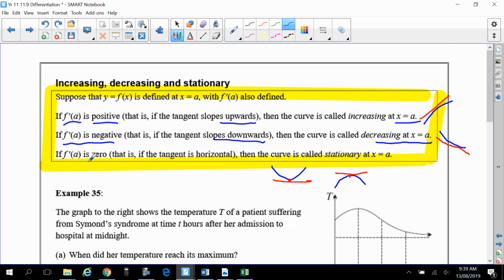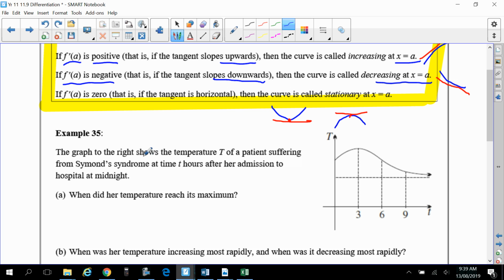Now I'm going to use some of these ideas to do the next question. Example 35. The graph, again, that's straight from the textbook. The graph on the right shows the temperature T of a patient suffering from Simon syndrome. Don't know what that is. Some of you may know. A time T hours after her admission to hospital at midnight. So immediately you know midnight is 12 a.m., right?